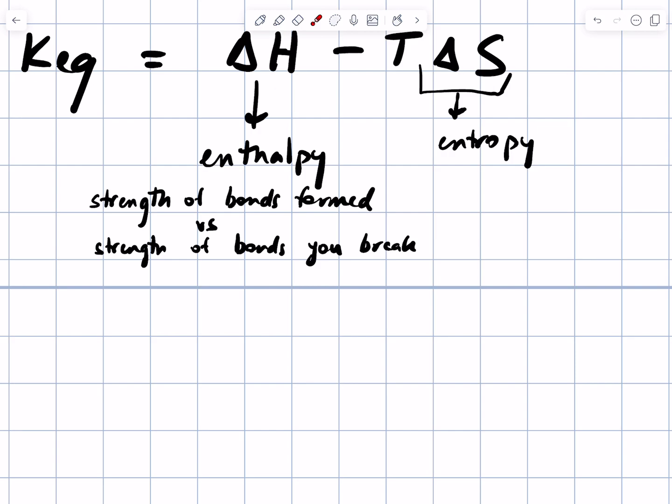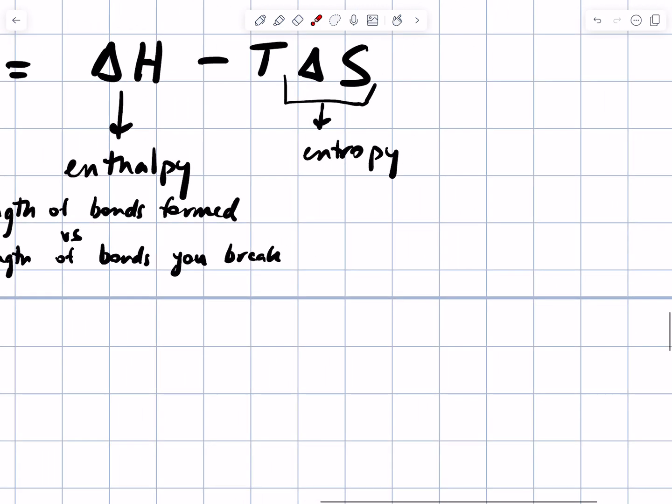So the key issue with enthalpy is, are the bonds you form more or less stable? Are the bonds you form stronger or weaker than the bonds that you break? The entropy issue is an issue of more or less disorder.